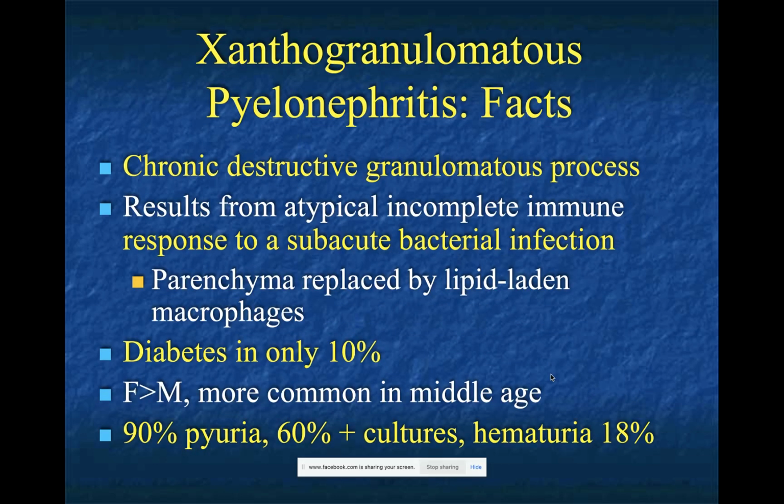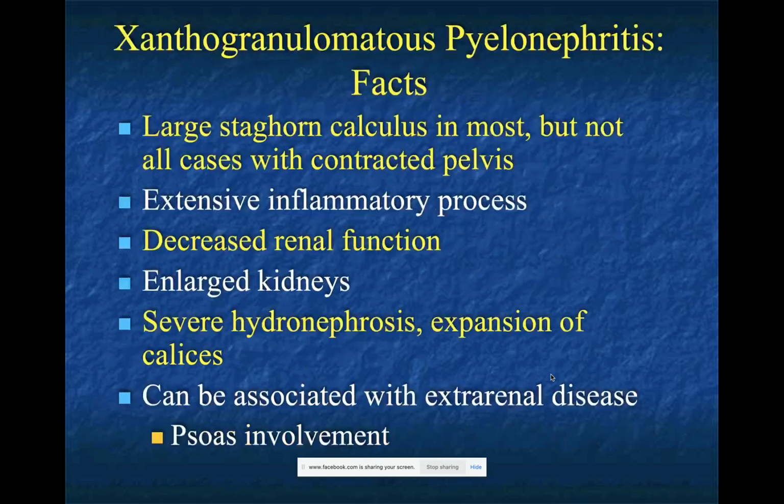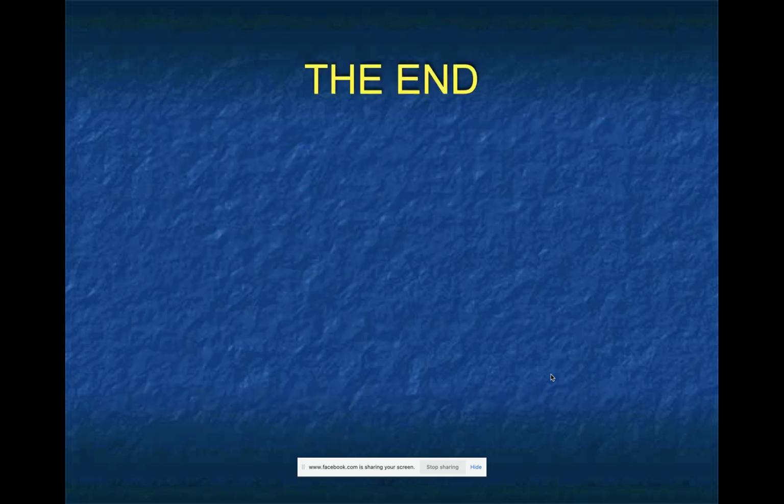XGP is a chronic granulomatous process. Parenchyma is replaced by lipid-laden macrophages. It's not diabetics to any degree like xanthogranulomatous pyelonephritis is. Female more than males, average age is 40 to 50, and pyuria and positive cultures and hematuria are seen frequently. So just a really nice example. Again, big renal staghorn calculus, lack of function, dilated calyces, usually unilateral. You've got to be thinking XGP.